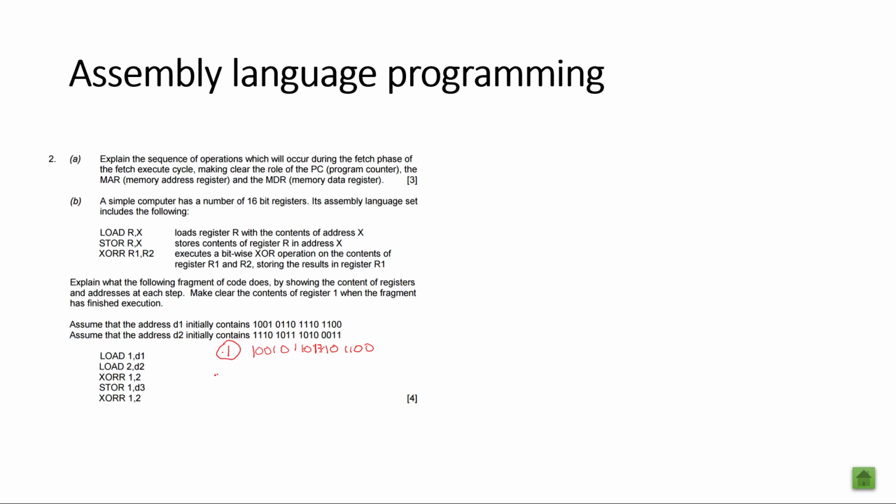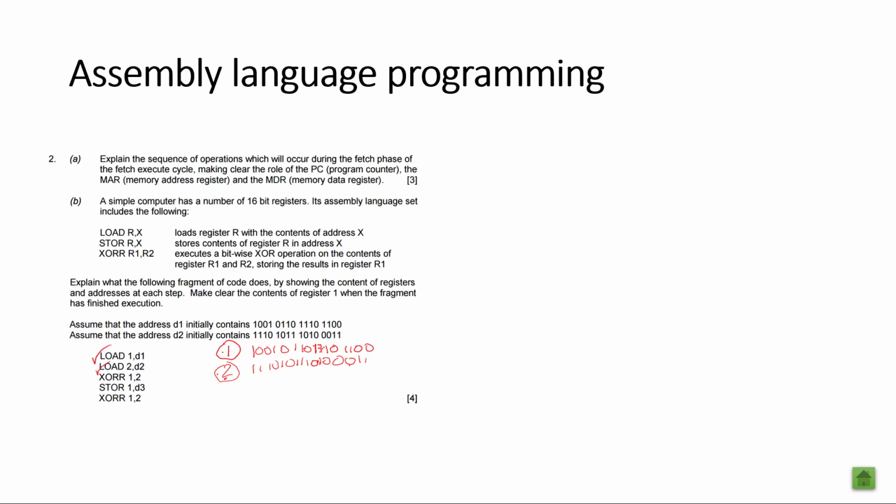So I've put the contents of that register in there now. Then I move to the second one, load 2. So load register 2. I'll put 2 there. Load register 2 with the contents of D2. So 1 1 1 0 1 0 1 1 1 0 1 0 0 0 1 1. Okay. Now, done that.